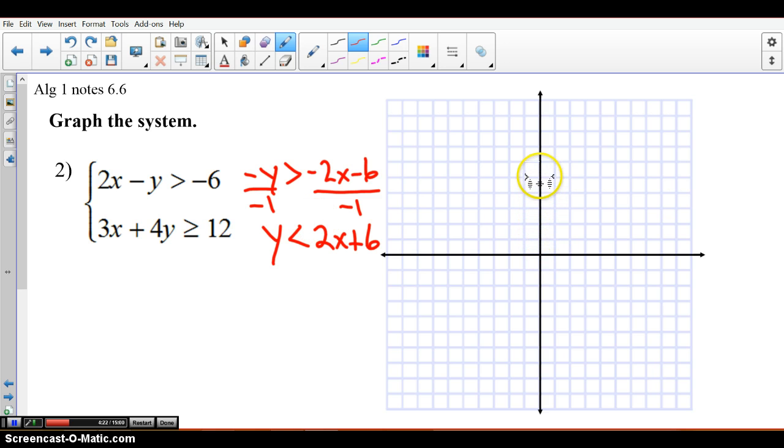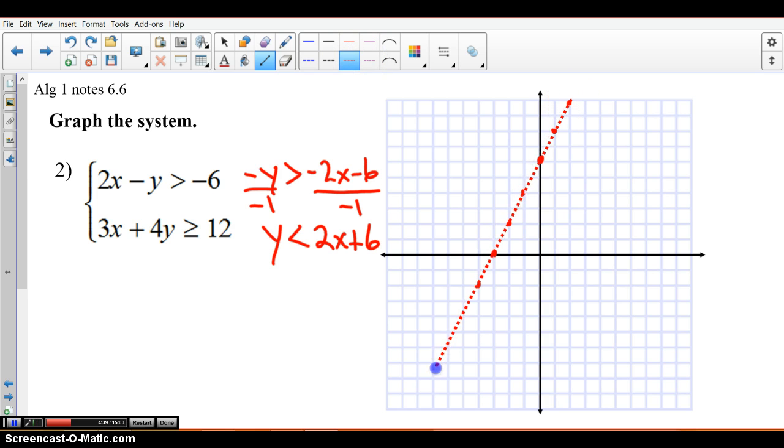So y is less than 2x plus 6. I'm going to mark some key points here. Now in this case, I actually need a dashed line to show this graph. That will work. And the key here is this symbol is less than, so I know my shading eventually is going to be below that line. Well, let's see what the other line looks like. That may help us finish the job here.